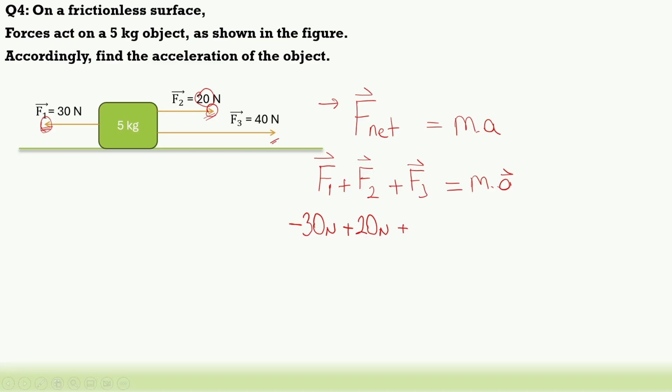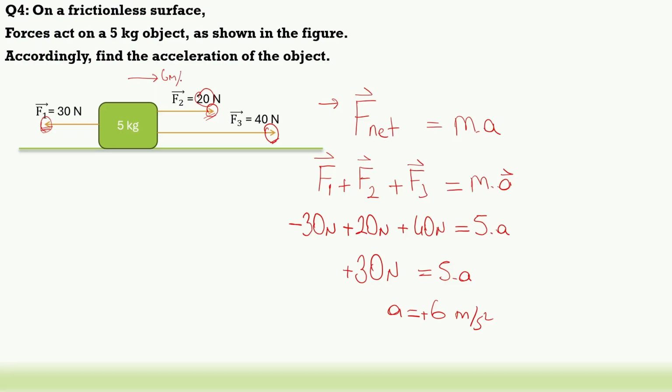plus F3 is 14 Newton and in the positive direction, so I am writing positive 14 Newton equals m, which is 5 kilograms, so 5 times acceleration. 14 plus 20 equals 34, plus minus 30 equals plus 4 Newton. 5 times acceleration. From here the acceleration of the object is 6 meter per second square. So as you can see, the plus 6 meter per second square means after these forces the box accelerates 6 meter per second square in the positive direction.